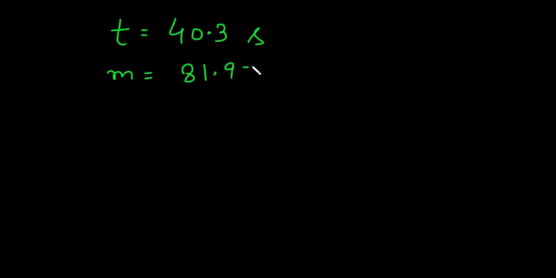Measured physical quantities are written as a number followed by its unit. Like time t is equal to 40.3 seconds, or mass m is equal to 81.95 kilograms.